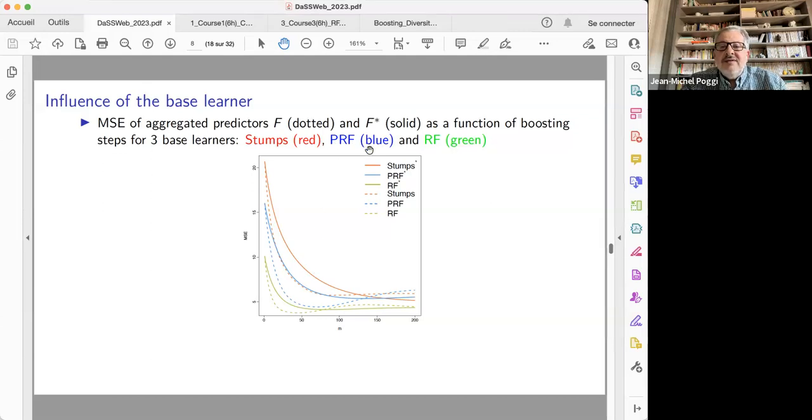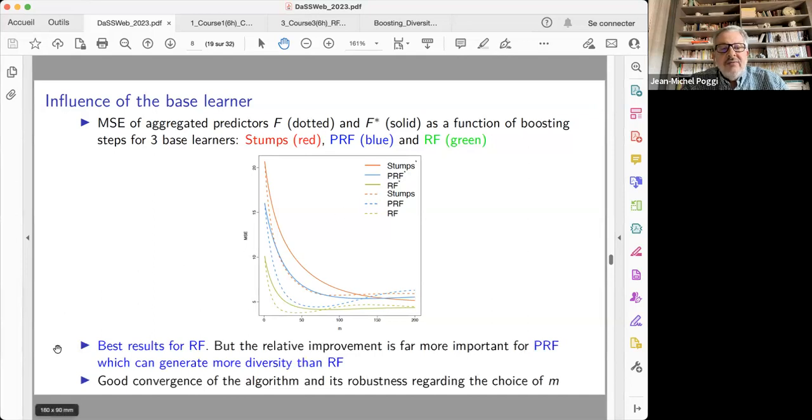The purely random forest in blue and the random forest in green. So we reached the best result for random forest. That's good, because we know that the Breiman algorithm is quite a clever way to handle this kind of diversity.